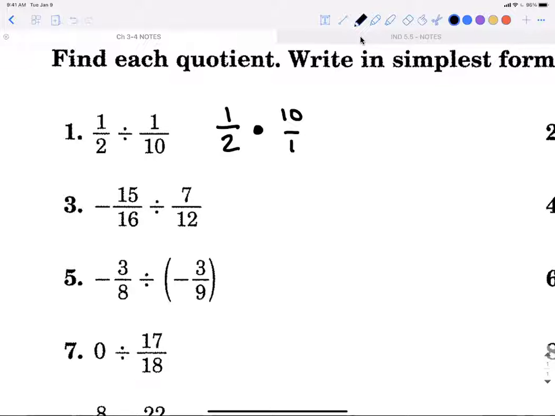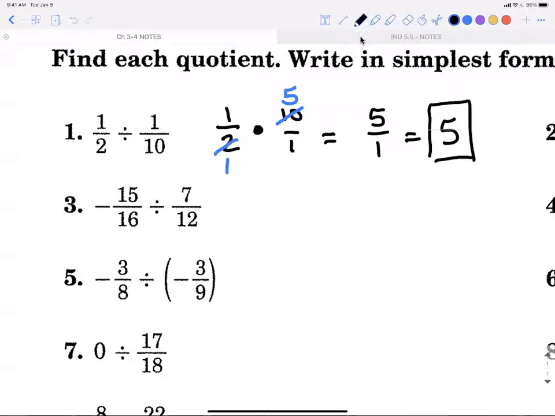Last week we cross-reduced, so 2 and 10 have a 2 in common, so 2 reduces to a 1, 10 reduces to a 5, and when we multiply across the top, we get 5, multiply across the bottom, we get 1, so clean it up as just a 5. Then as a last double check, look back at your original: positive and positive, so your answer should be positive.